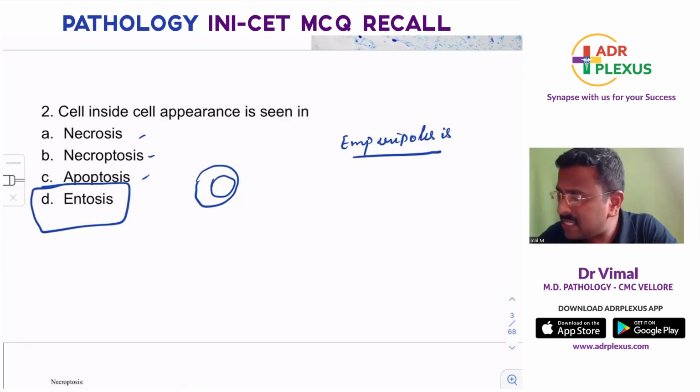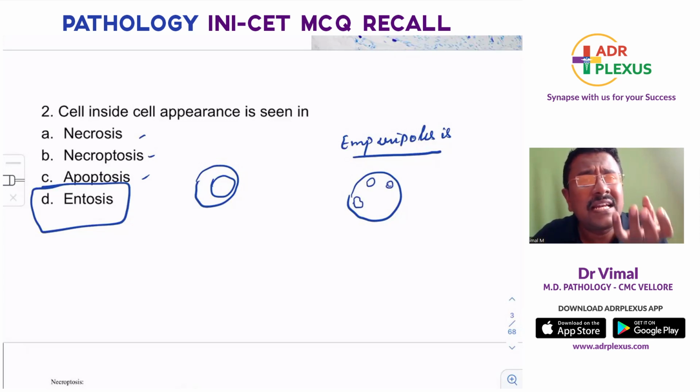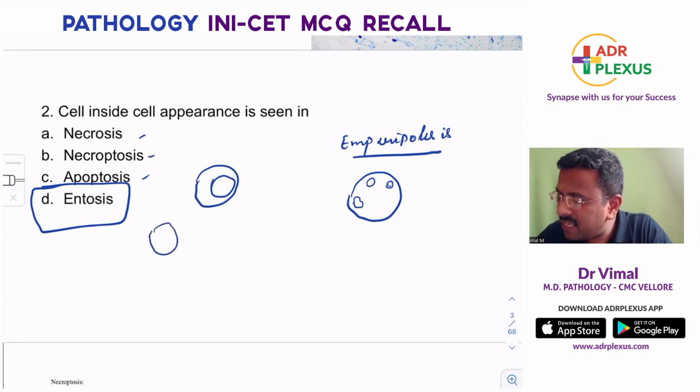Emperipolysis is a passive phenomenon in which a large cell, for example the large cell in the bone marrow, the megakaryocyte, has smaller cells like neutrophils and lymphocytes inside its cytoplasm. These are living cells: both the megakaryocyte as well as the lymphocyte or neutrophil inside it are living cells. It is just a transient process of the cell moving toward that large cell. So this is emperipolysis.